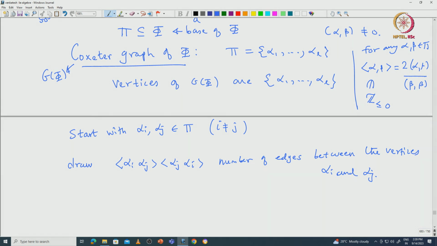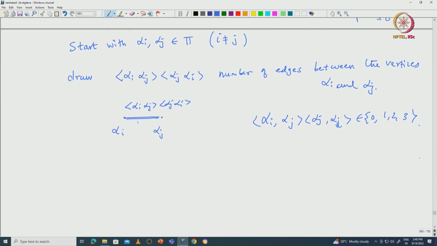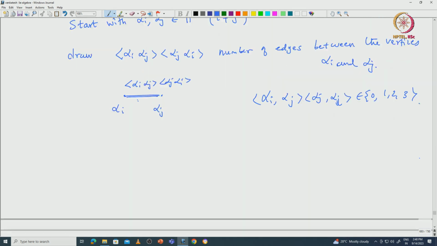This graph is called the Coxeter graph, where the vertices are the pi system, sorry, the base that we have chosen, alpha 1 up to alpha l, and you draw between alpha i and alpha j exactly this many edges: the Cartan number alpha i alpha j times alpha j alpha i. Note that this product of Cartan numbers has to be exactly either 0, 1, 2 or 3. So in particular the number of edges that you draw between i and j can be at most 3.